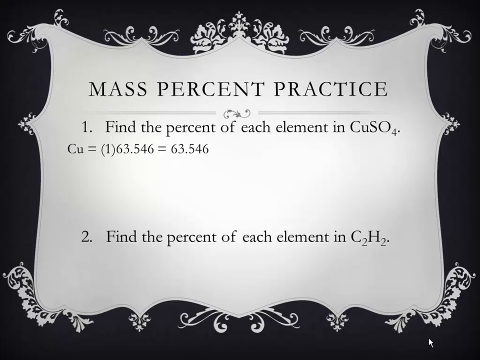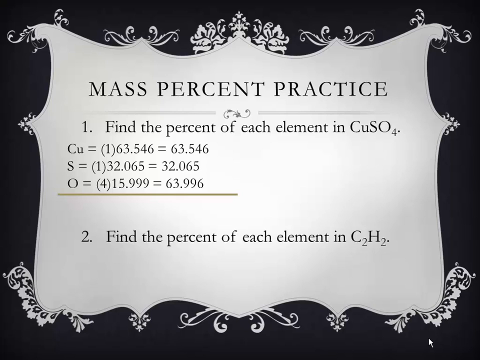So here are some practice ones. You want to find the percent of each element in copper sulfate. Copper is 63. Sulfur, there's 1, so it's 32.065. And for oxygen, there are 4 of them, so you get a total of about 64. So your total mass is about 160 grams per mole, 159.607. So for each element, you should be able to calculate your percent. Make sure you can get those numbers for copper, sulfur, and oxygen, and make sure you can figure out the calculation.